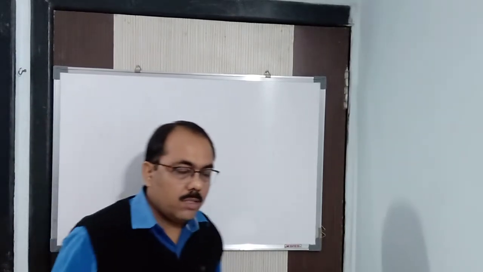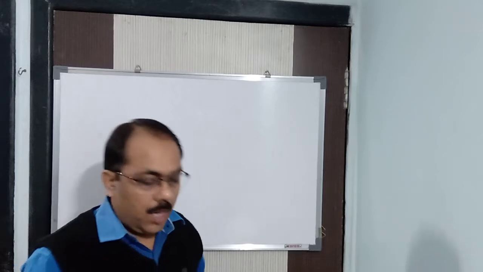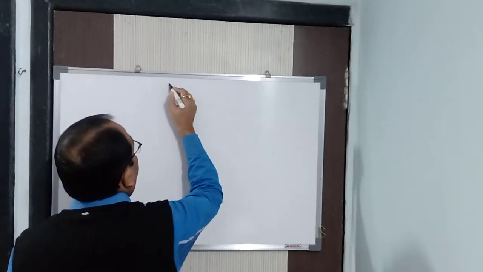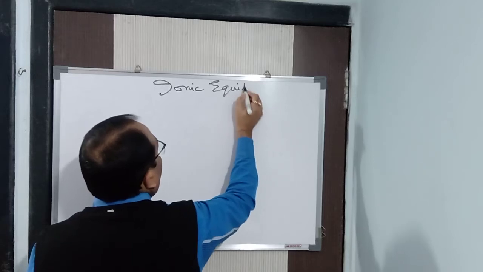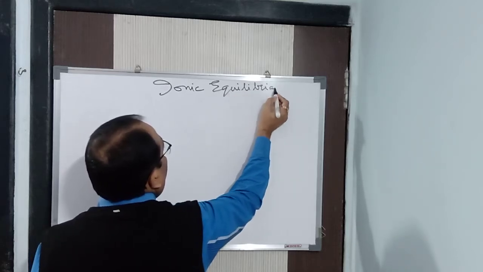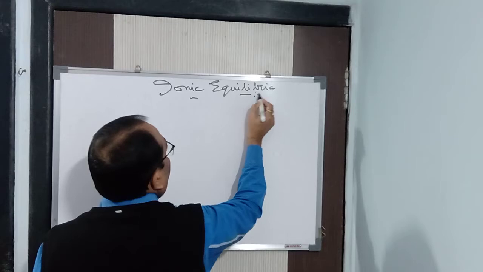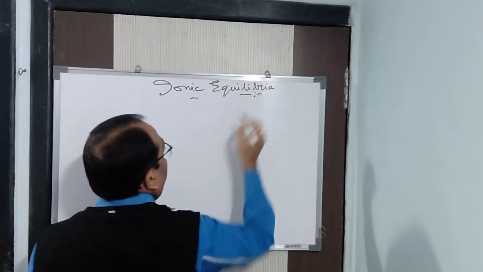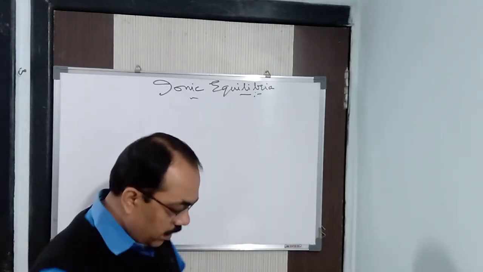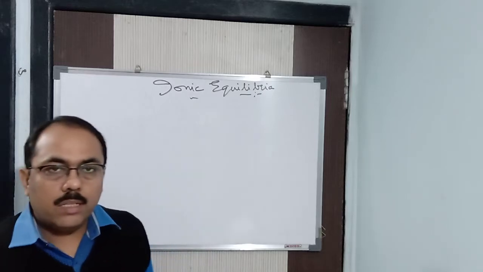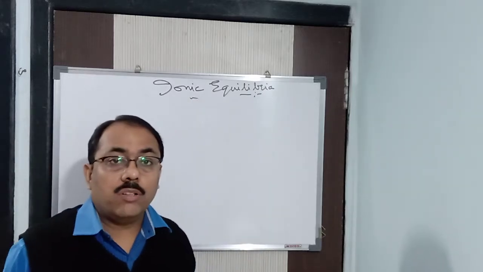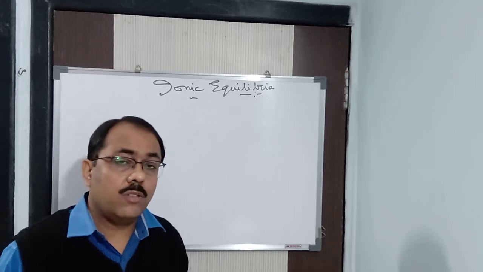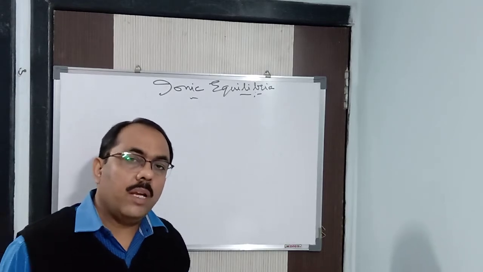Now, the next part of equilibrium is ionic equilibrium. In ionic equilibrium, first we'll learn about electrolytes, because as it is ionic, ions are present, so an electrolyte is required. What do you mean by an electrolyte?